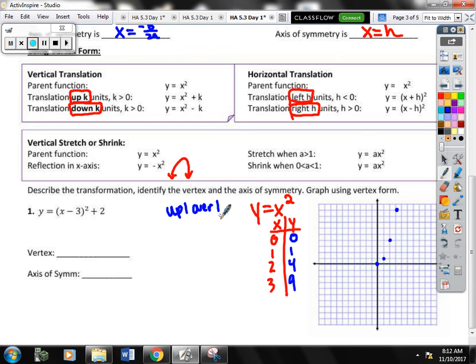you don't have to do the table of values every time, as long as the a value is just a 1. So it goes up 1 over 1, up 3 over 1, and up 5 over 1. And that's the parent function. Now we're going to shift that up and down, but once you have your vertex, then you could just follow this pattern, and you wouldn't have to do a table of values every time.